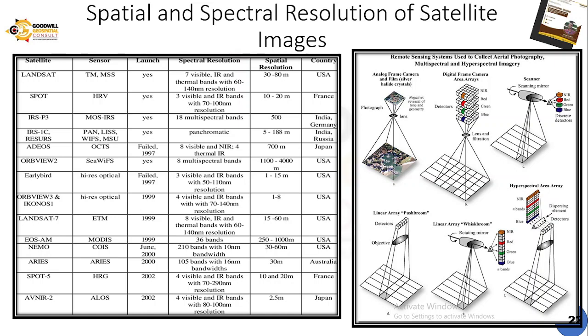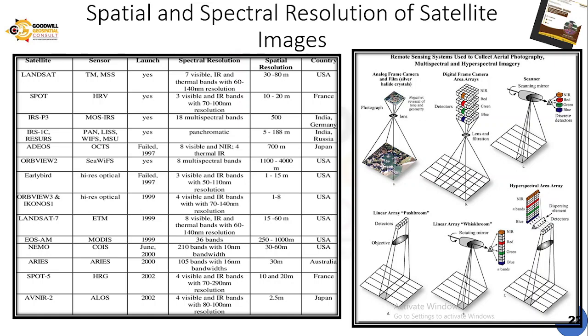Now when you look at a hyperspectral image like SPOT, it has 3 visible bands and an infrared band, which operates in the spectral range of 70 to 100 nanometers. Now the spatial resolution is 10 to 20 meters. It means we can get fine, explicit details from these images.